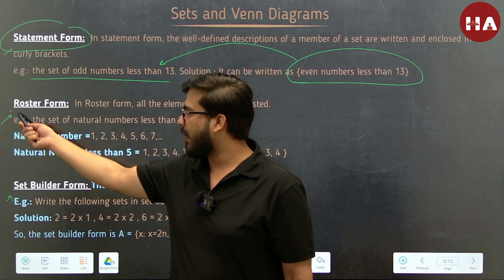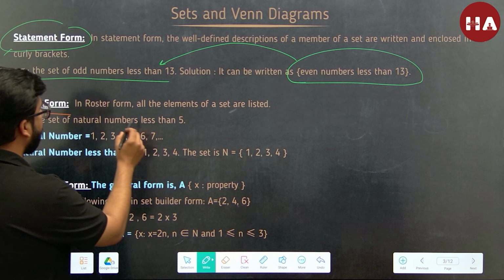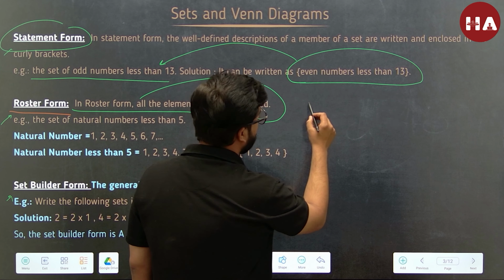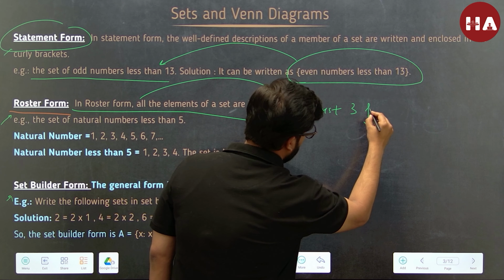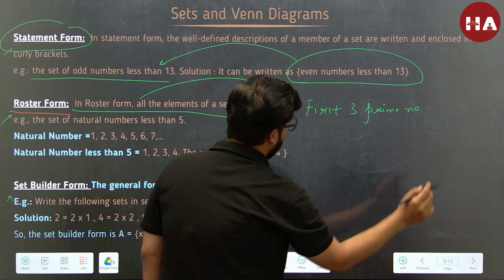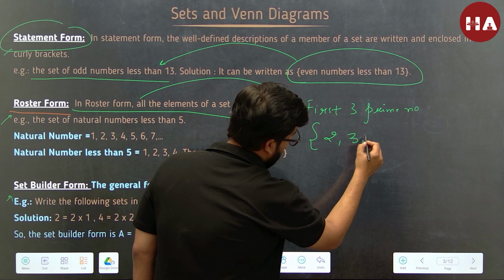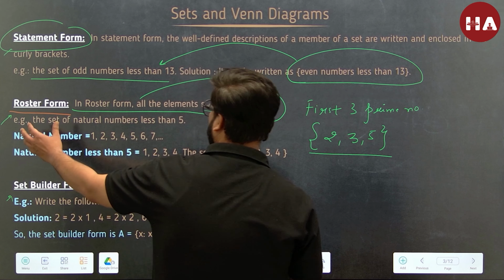The other one is roster form. In roster form, students, we represent all the elements. For instance, I am saying the first 3 prime numbers. So what are the first 3 prime numbers, students? They are 2, 3 and 5. So this representation is an example of a roster form.